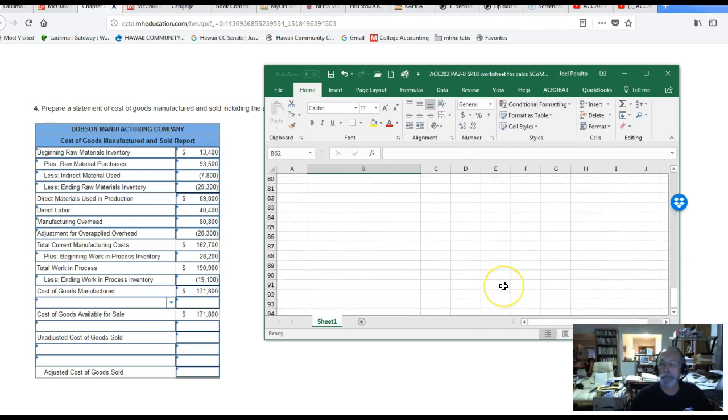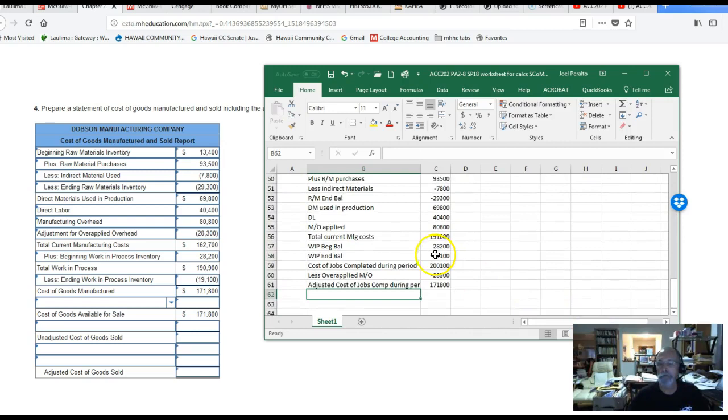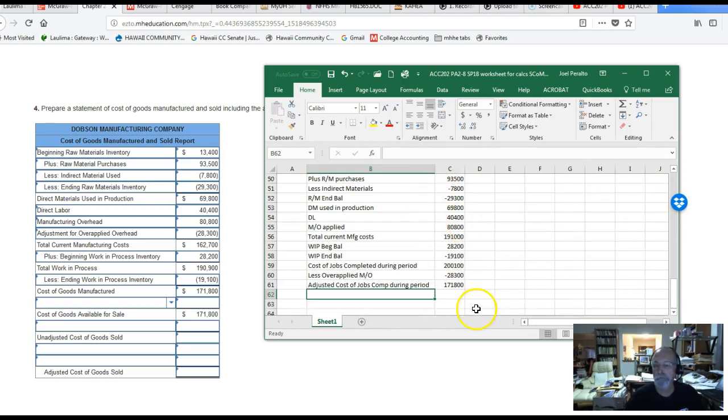So it's just a matter of where you show the adjustment for over applied manufacturing overhead. This statement is showing it up here, which is what kind of confused me, because you don't normally show it up there. You would normally show it down here near the bottom of that calculation, but the end result is still the same. Adjusted cost of jobs completed during period is 171.8.